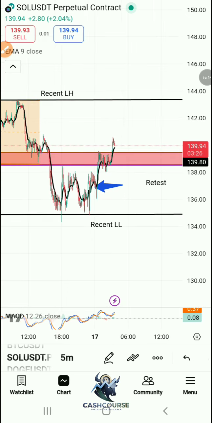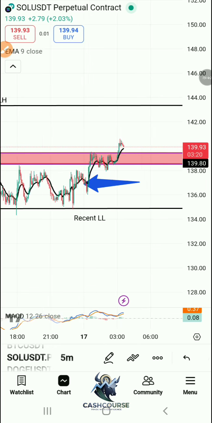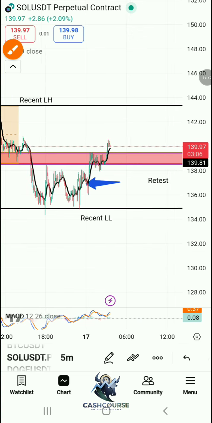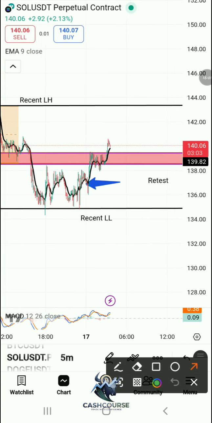So as you can see, we are on the 5 minutes time frame, and the price is above EMA9. EMA9 is this black line that you're seeing. So price is above EMA9, indicating an uptrend. And if I zoom out a little bit, you're going to see the double bottom pattern. This is the double bottom pattern, indicating a shift in market structure. Now, until the price breaks this previous lower high, we are still in a downtrend on the 5 minutes time frame.